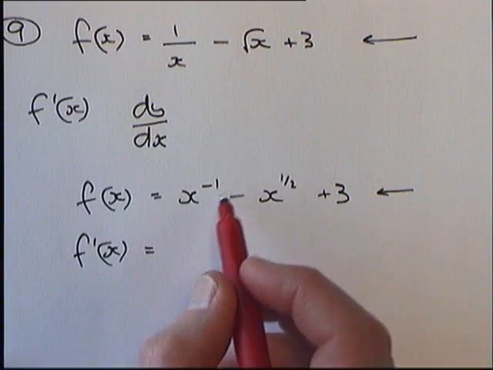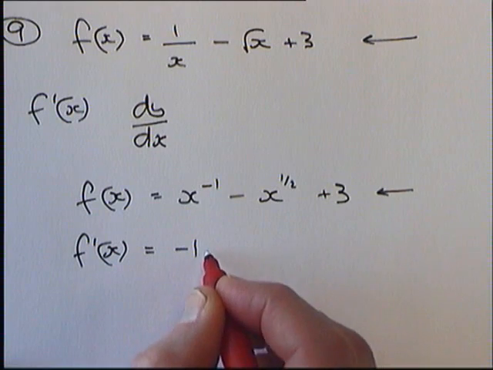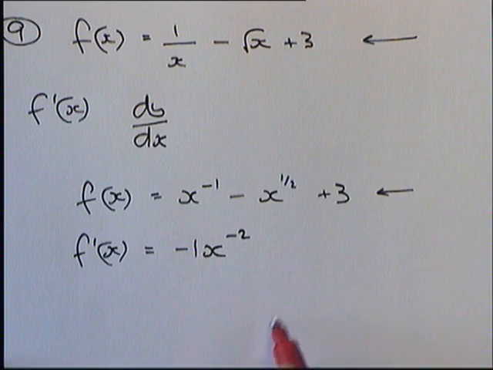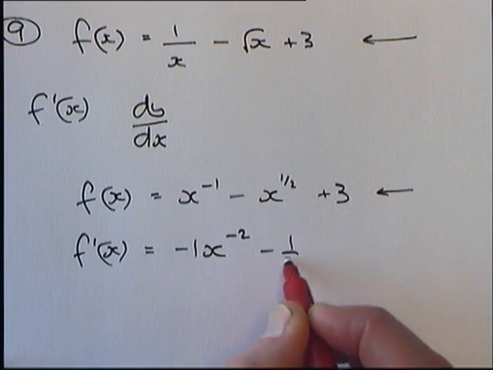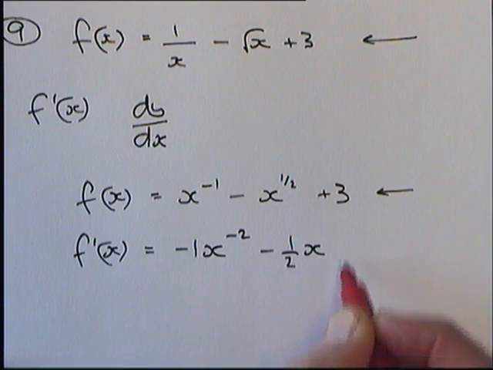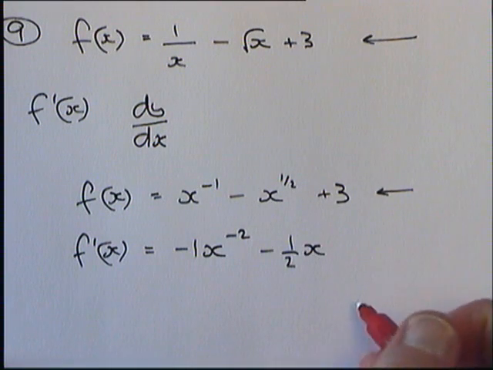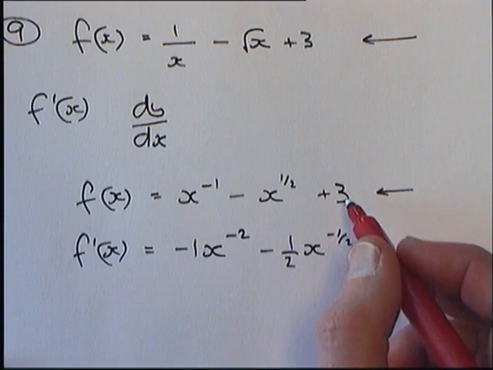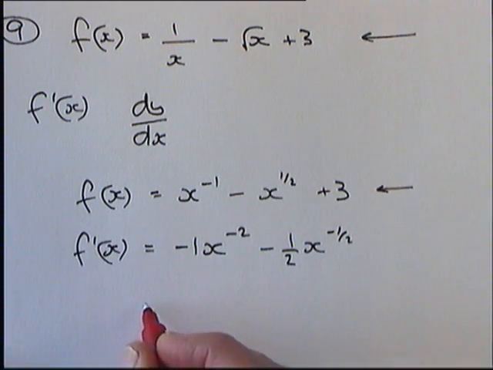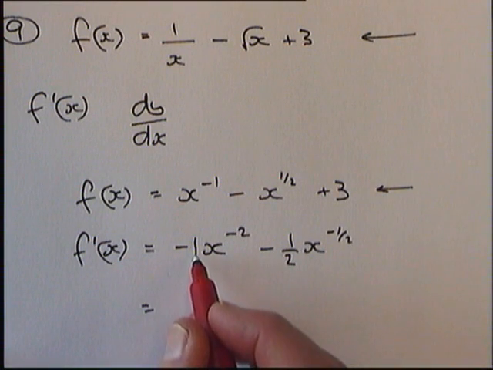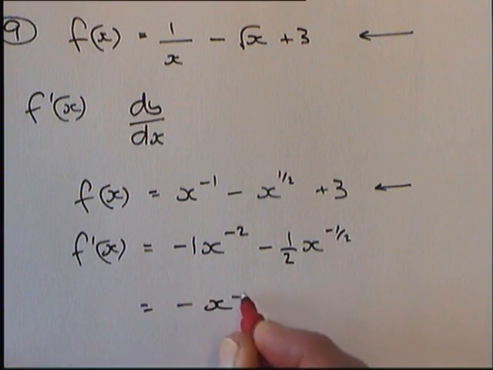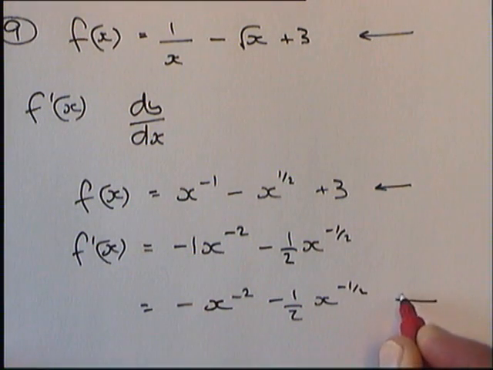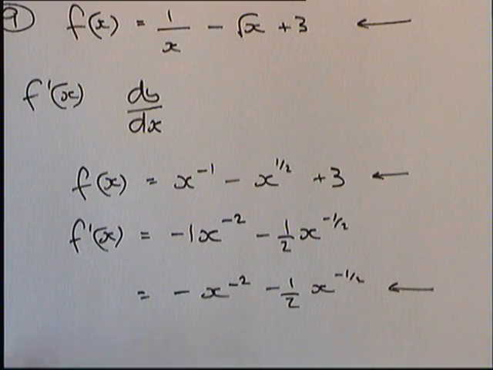And to differentiate, the power comes down the front, is multiplied by the x, and then you knock 1 off that power. Same thing will happen here. That power comes down the front, is multiplied by my x, and I knock 1 off the power. When I knock a whole 1 off a half, I get to minus a half. And if I differentiate a number with no x's, it disappears. So I can get rid of my 1 here if I want to, and I can just write down minus x to the minus 2, minus a half x to the minus a half. And that is absolutely fine as the answer.